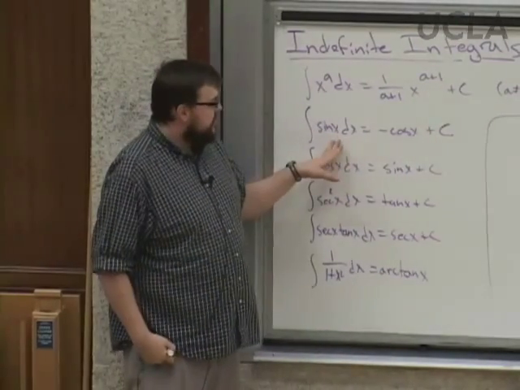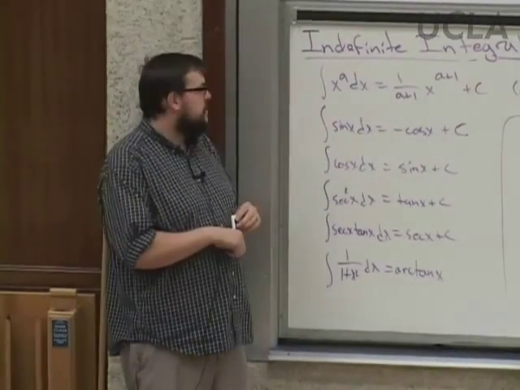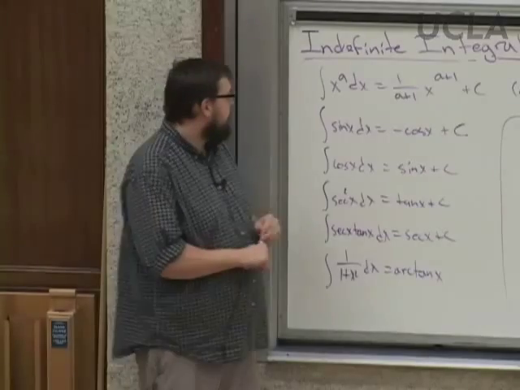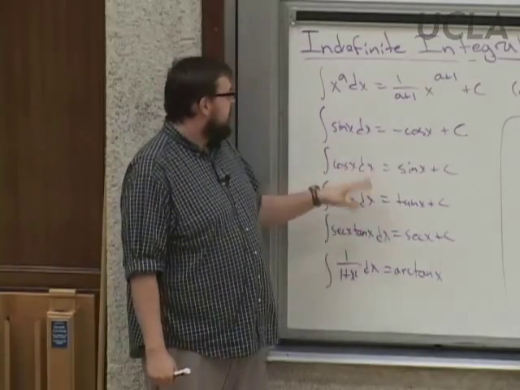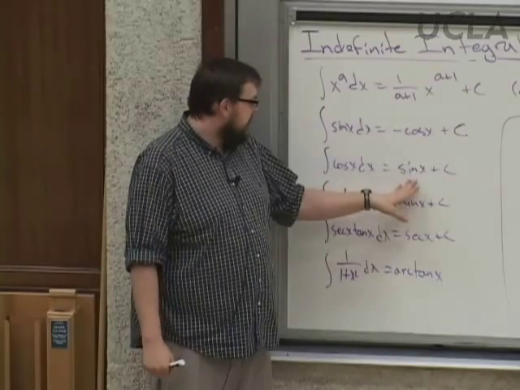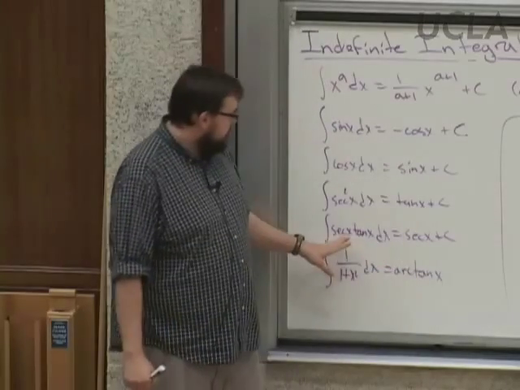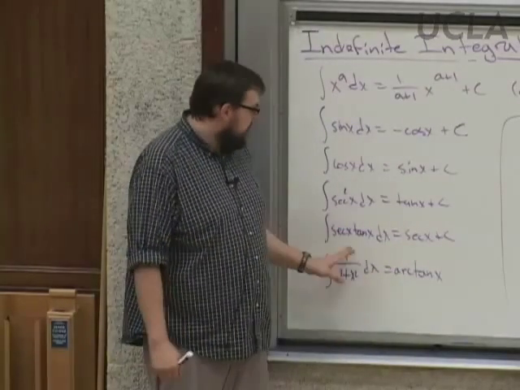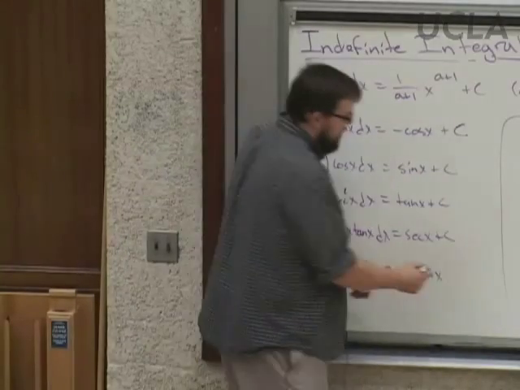The indefinite integral of sine, or if you like, we could just say the antiderivative, because antiderivative and indefinite integral are really the same thing. So the indefinite integral or antiderivative of sine is negative cosine. The indefinite integral of cosine is sine. The indefinite integral of secant squared is tangent. The indefinite integral of secant tangent is secant. And the indefinite integral of 1 over 1 plus x squared is arctangent. And of course, I left off my plus c.